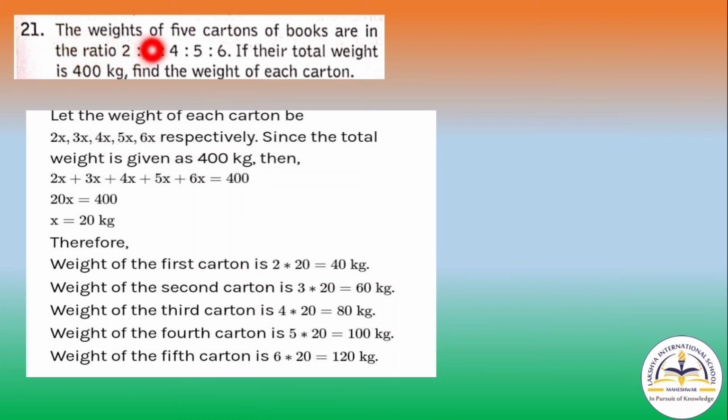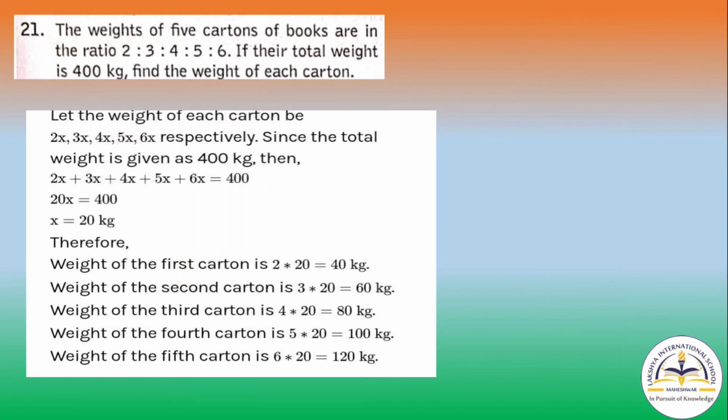the weights of 5 cartons of books are in the ratio of 2:3, 3:4, 4:5, 5:6. If their total weight is 400 kg, find the weight of each carton. Now let the weights of the cartons be 2x, 3x, 4x, 5x and 6x respectively. Since the total weight is given, that is 400, we have to add them. When we add them, you will get 20x equals 400. Now you have to divide, so x equals 20 kilograms.